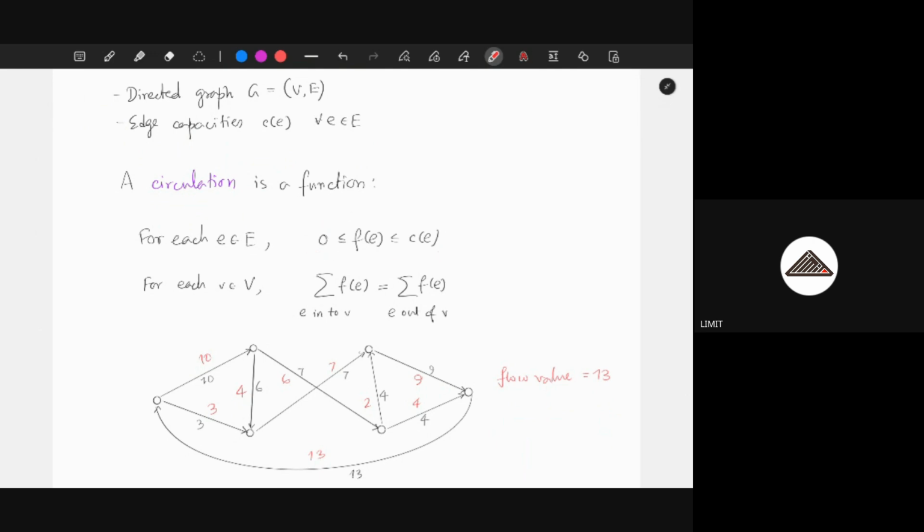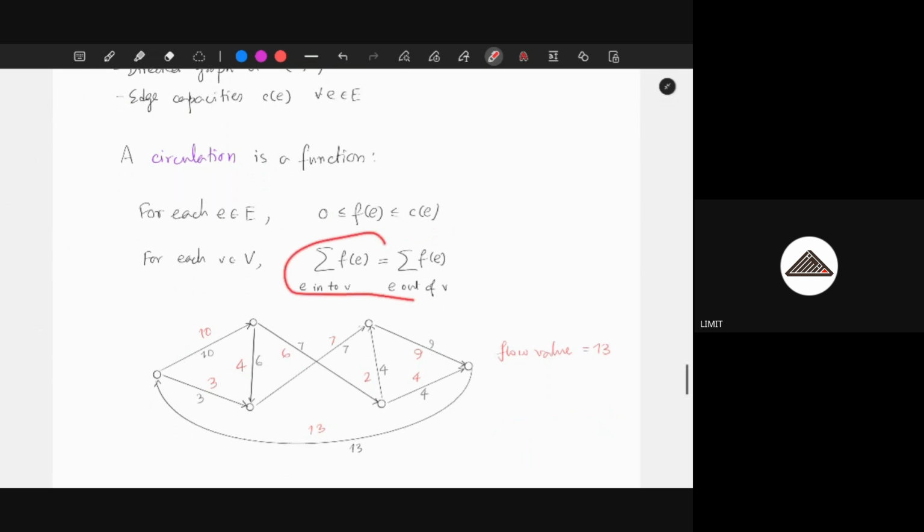Just like before, I had a lower bound and upper bound. Maybe you can take some lower bound as well here. It won't be a problem. And now I am not excluding the source and sink, and I do it for each vertex, not for each edge: whatever goes in, that comes out.